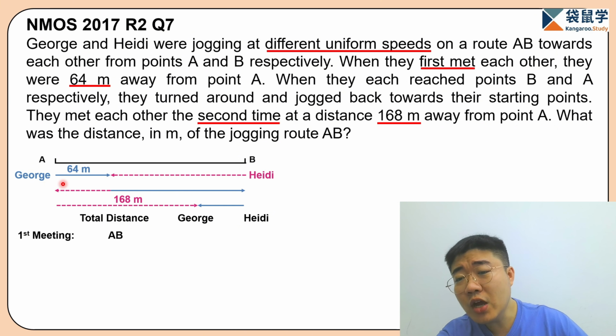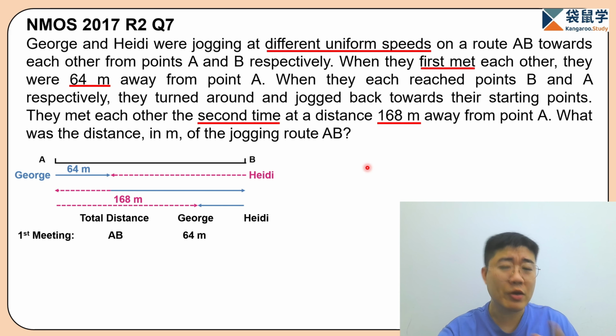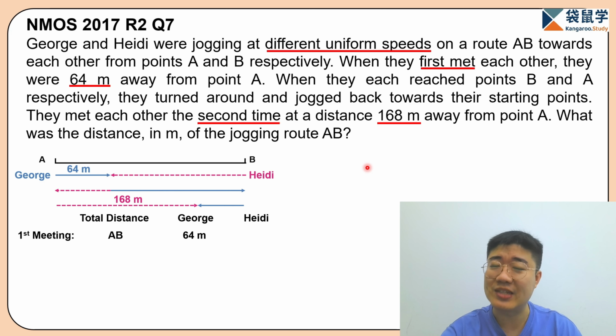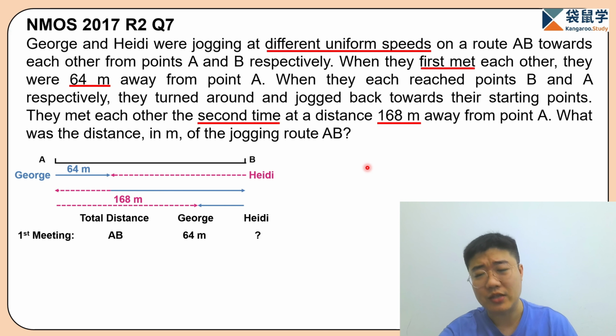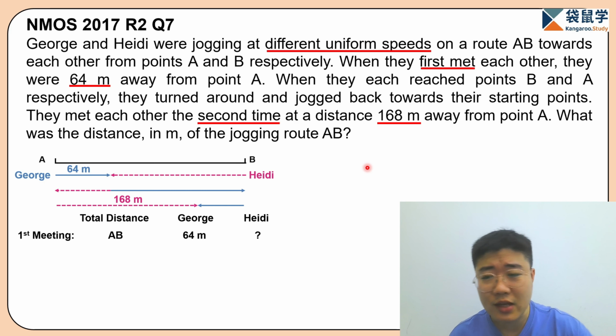Now, we already said just now that George traveled 64 meters when they first met each other. So we know that George does 64 meters. But my question for you is, how about Heidi? Oh, this part we do not know, right? It's not given in the question, so let's just put a question mark here. So now they will continue to travel until they meet each other the second time.